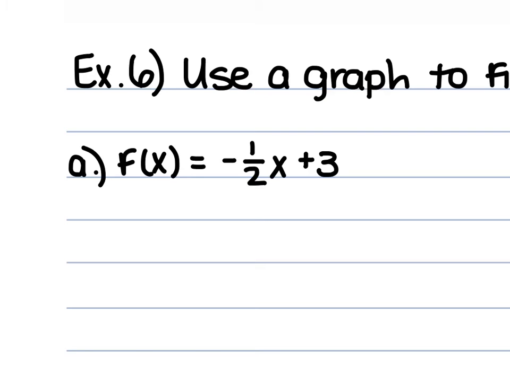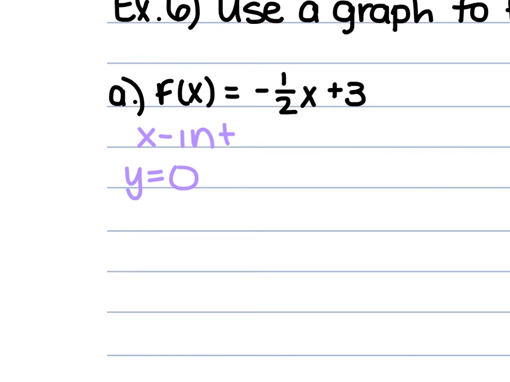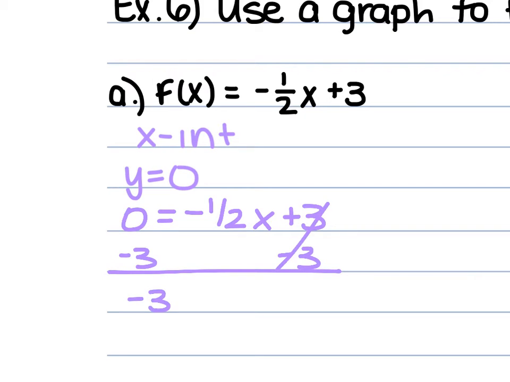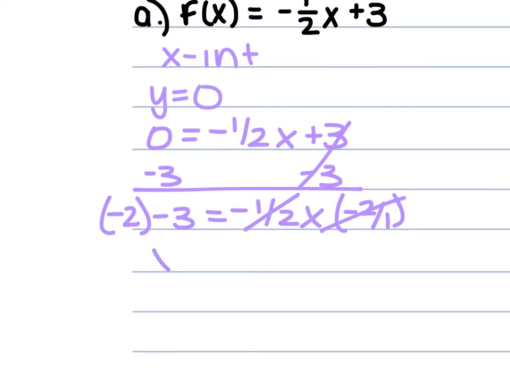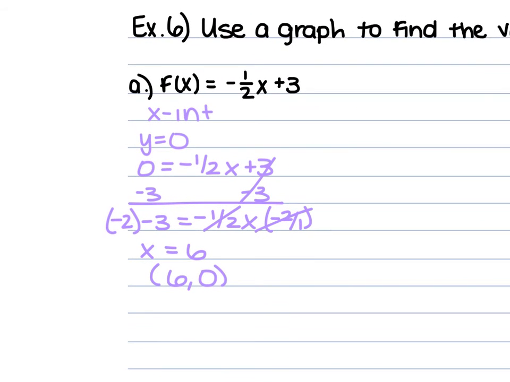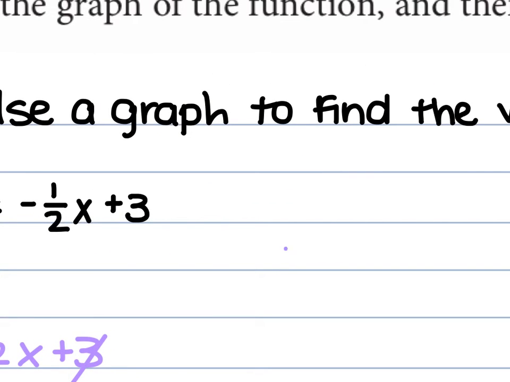If I do that, for my x-intercept, my y is going to be 0. So this is going to be 0 is equal to negative 1/2 x plus 3. Move that 3 over. And I have negative 3 is equal to negative 1/2 x. Multiply each side by the reciprocal of negative 1/2, which is negative 2 over 1, or negative 2. And x is going to equal 6. So this is the ordered pair 6, 0. For the y-intercept, we are going to plug in 0 for x.